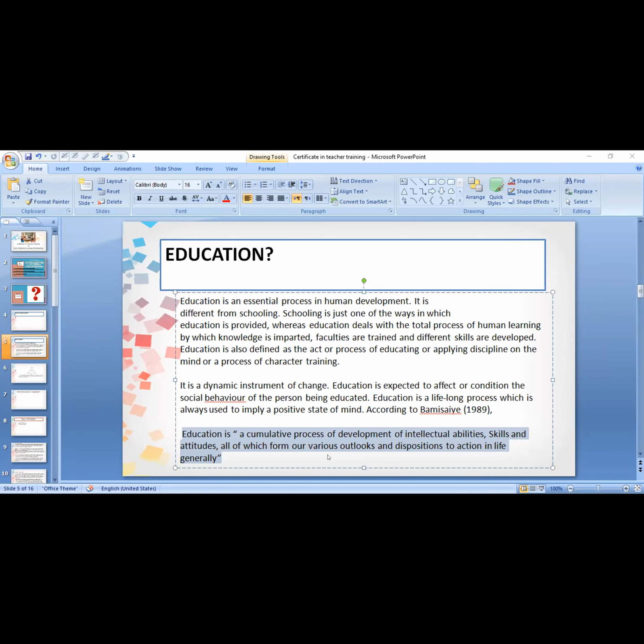We have Afnan, Amanda, Hajara, Hasna, Jaria, Madhushani, Noora, Razina, Rishafa, Sumaya, Tulani. I'm just reading their names. Discuss this definition from your perspective, from your idea.